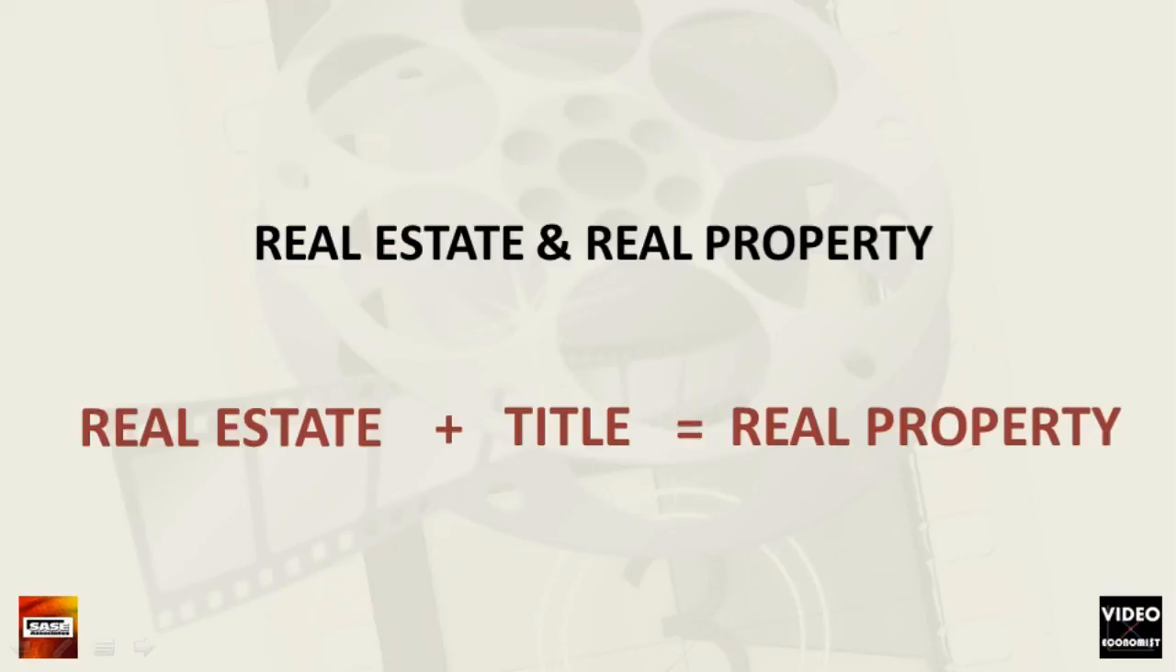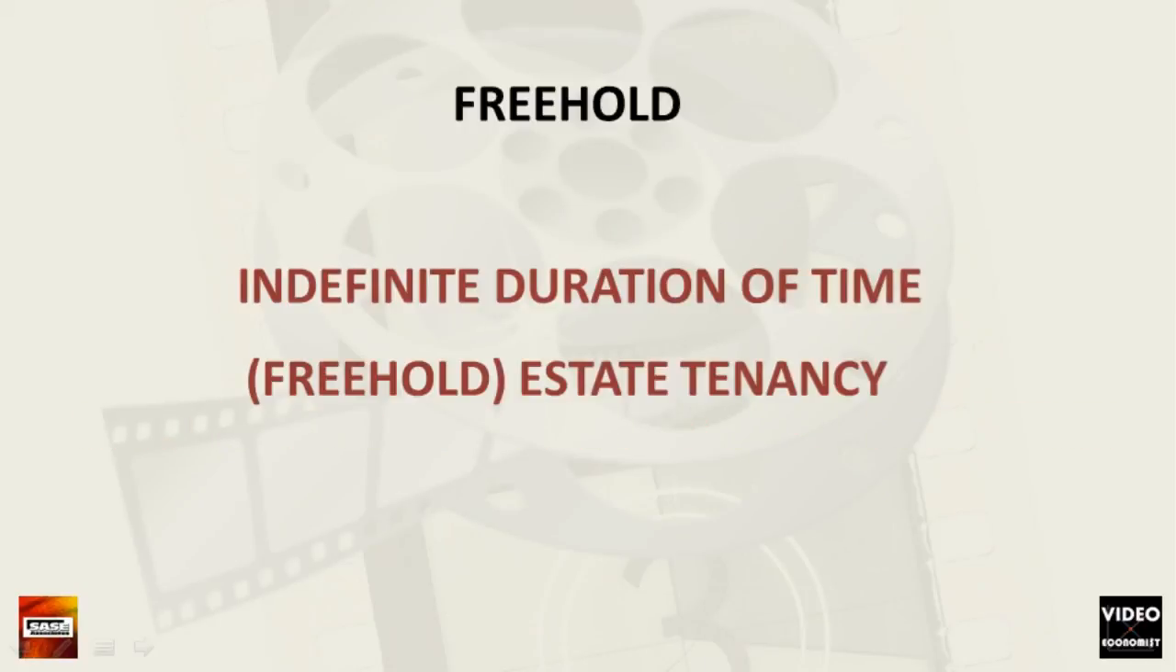The difference between real estate and real property has to do with the title. Real estate plus the title equals what we call real property. And freehold tenancy, there is an indefinite duration of time. Freehold estate tenancy it's called. It can go on somewhat perpetually and be passed along from one party, one generation to another.